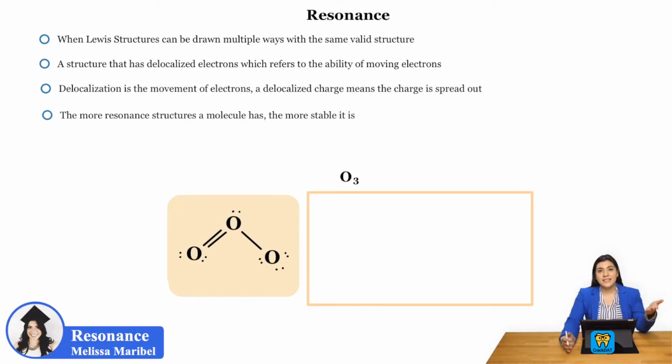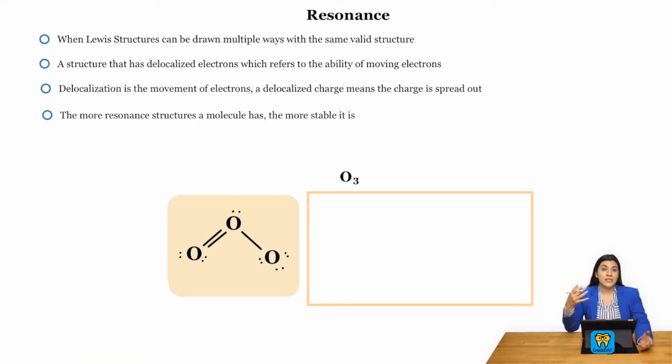Let's go over resonance, and specifically resonance structures. So what resonance structures are, they are Lewis structures that can be drawn multiple ways and still be a valid structure. So we'll see how to figure that out.